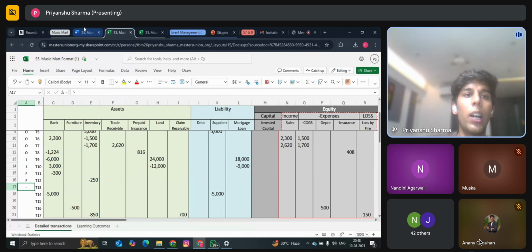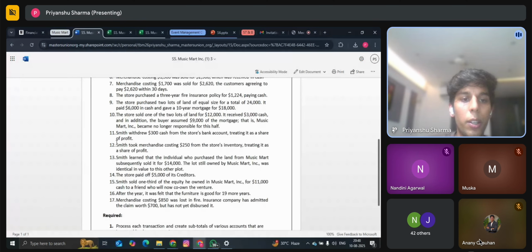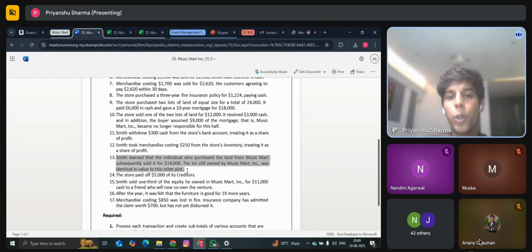Cool. So I'll tell you the entry for T13. T13 is basically Smith had learned that the individual who purchased the land. So what this entry says is basically you had sold land to someone for $12,000, and now you've realized that the land that you sold to them for $12,000 has actually become worth $14,000 in the market. Now you might think that we would want to record a profit here, or we would want to record a transaction here. There is actually no transaction that has taken place inside of the business.